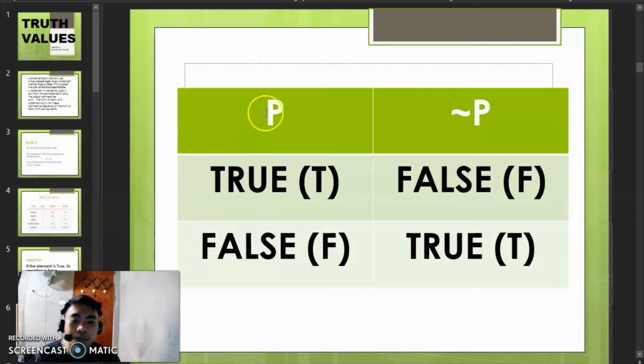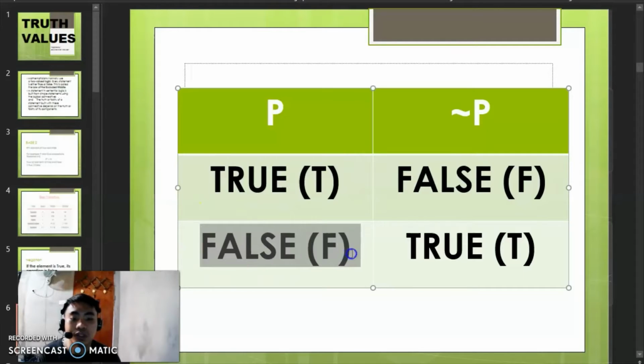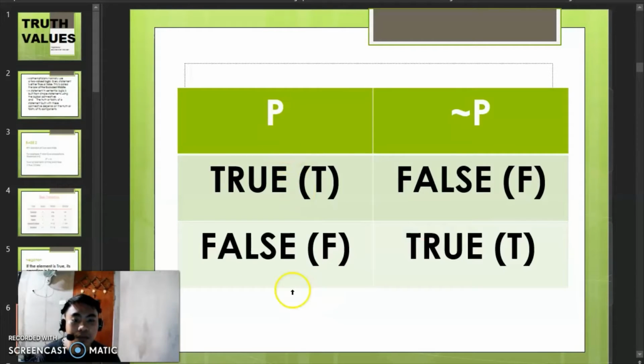For example, ang proposition po natin ay letter P. So, since iisa lang po ang letter niya, kung ilalagay po natin siya sa base 2, so we have 2 raised to 1, and 2 raised to 1 is equal to 2. So, meron tayong isang true at isang false. As you can see, ito po, we have 1 true and 1 false. Yan po ang element ng P.